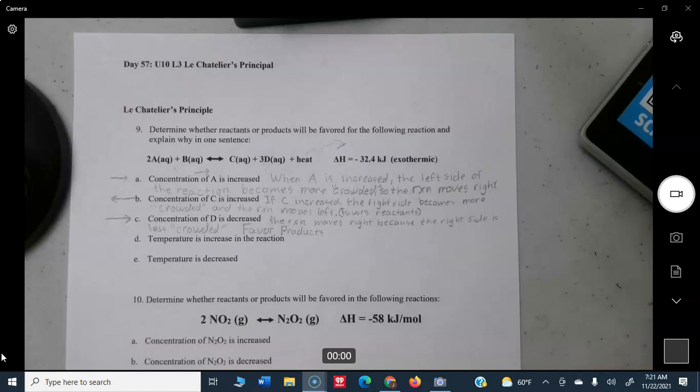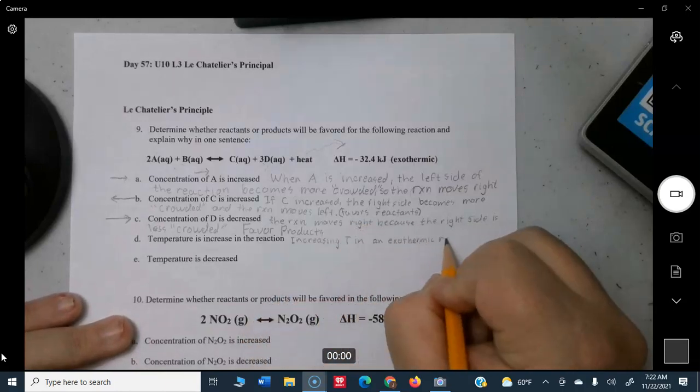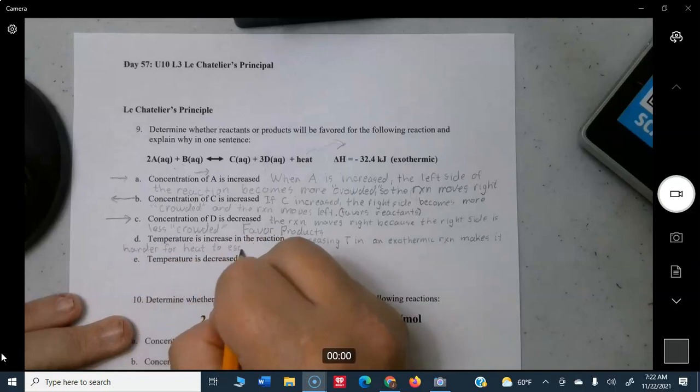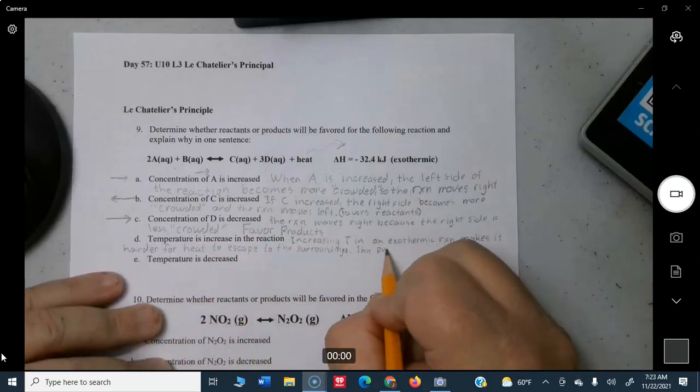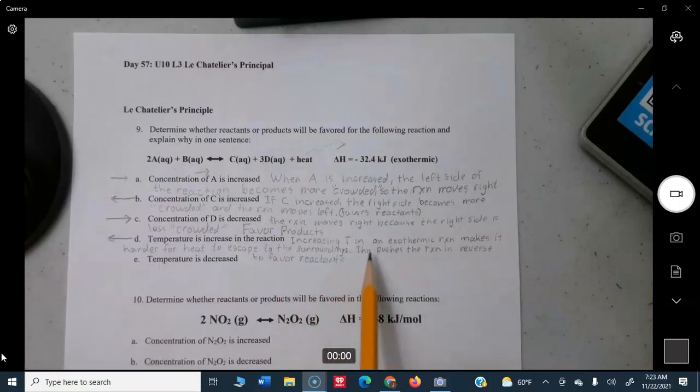So if you increase the temperature of the reaction, you're making it harder for the heat to escape, and therefore the reaction doesn't want to move to the right. And in fact, if you turn the temperature up high enough, it would move backwards. So let's write that out. Okay, so increasing T in an exothermic reaction makes it harder for heat to escape to the surroundings.